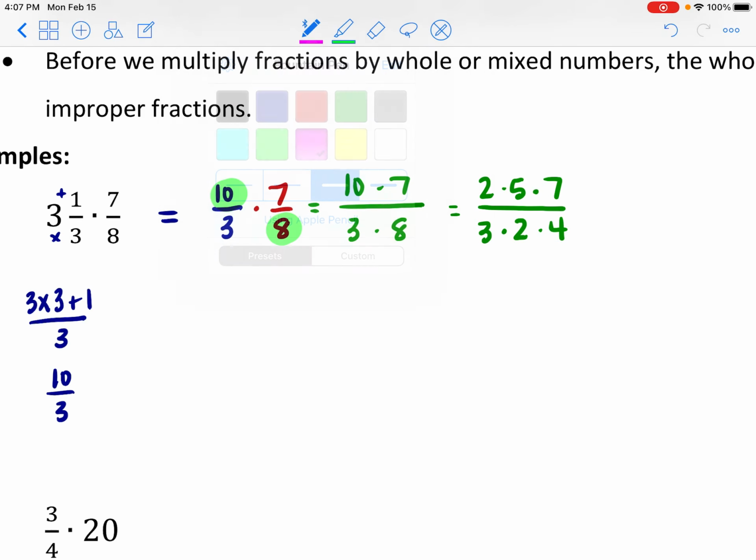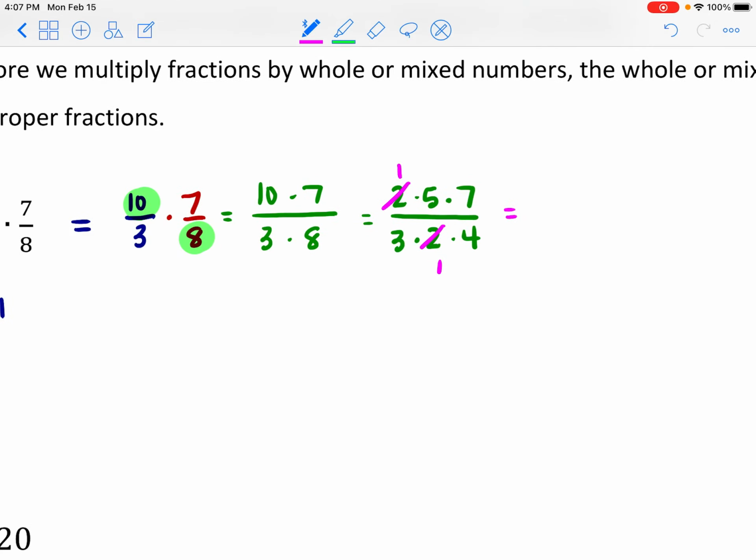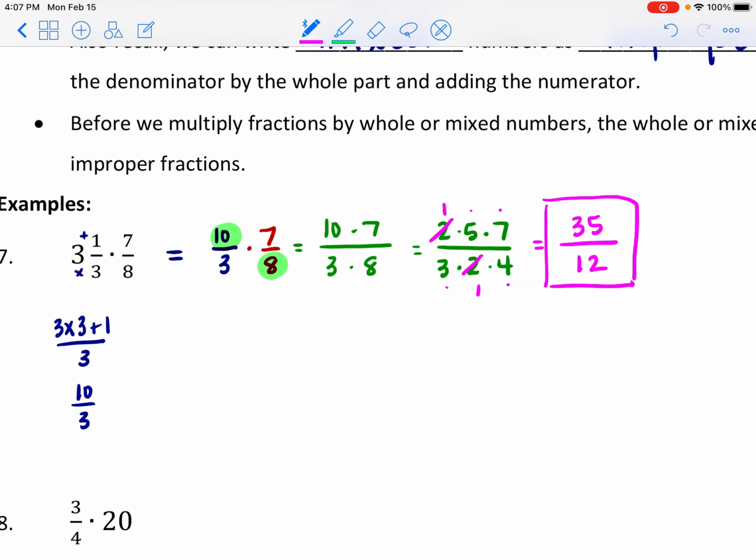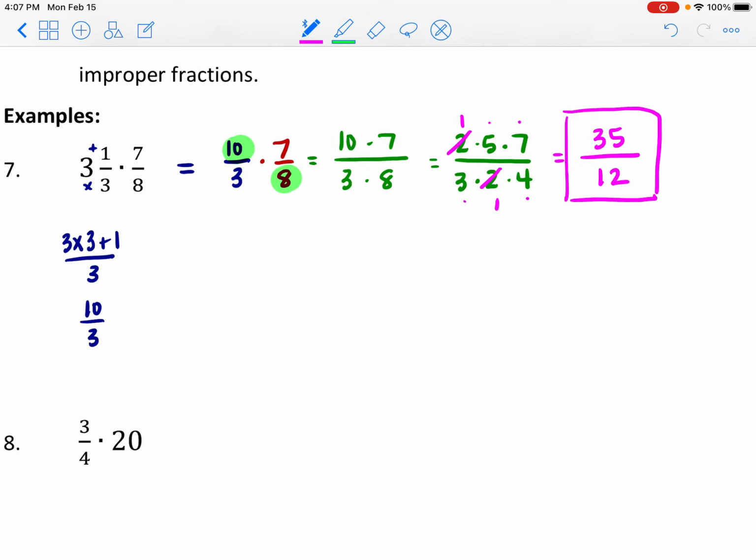So now I can reduce the 2's, the 2 divided by 2, to 1. And so what's left is 1 times 5 times 7, which is going to be 35 in my numerator, and 3 times 1 times 4, which is going to be 12 in my denominator. And that's going to be the simplest form, and I know that because the 5, 7, 3, and 4 have no common factors, so the 35 over 12 won't have any common factors. Okay, so there's that. Let's try again.